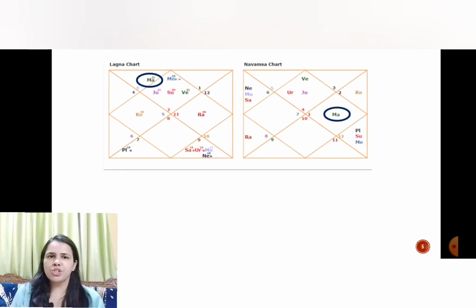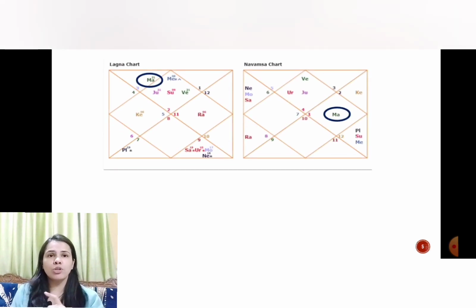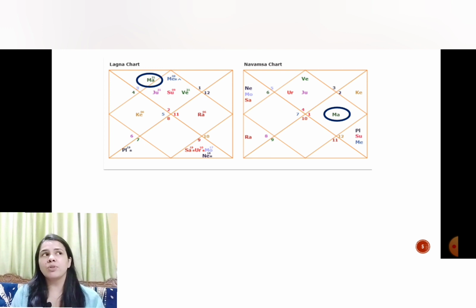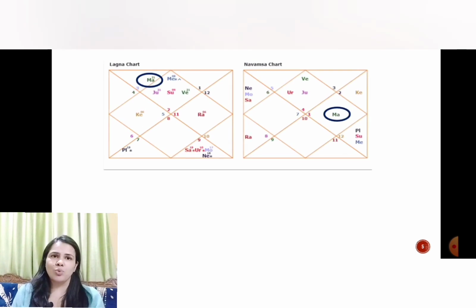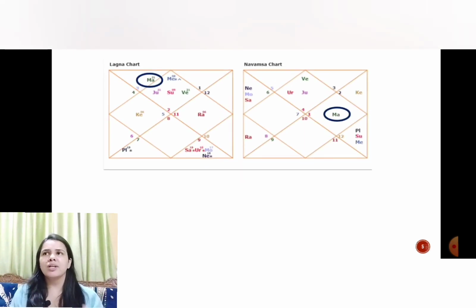The only trouble she will face is that Mars is looking at the 4th house with its 7th aspect. So somewhere there will be disturbances in the home environment, because the Mars aspect is disturbing the 4th house. That is the only thing it will do. And one more thing, you can even find out how the spouse could be.